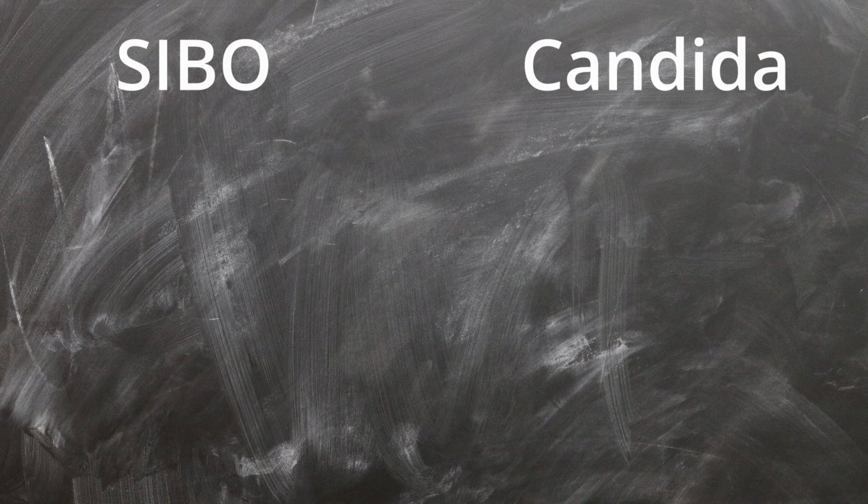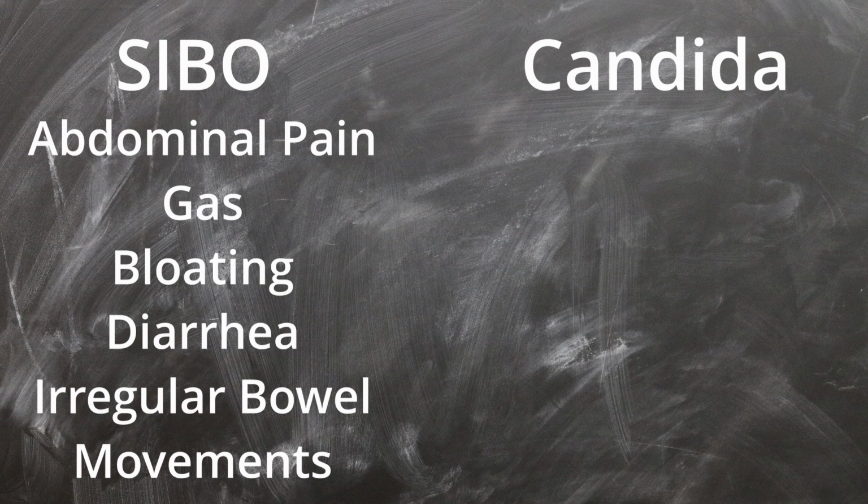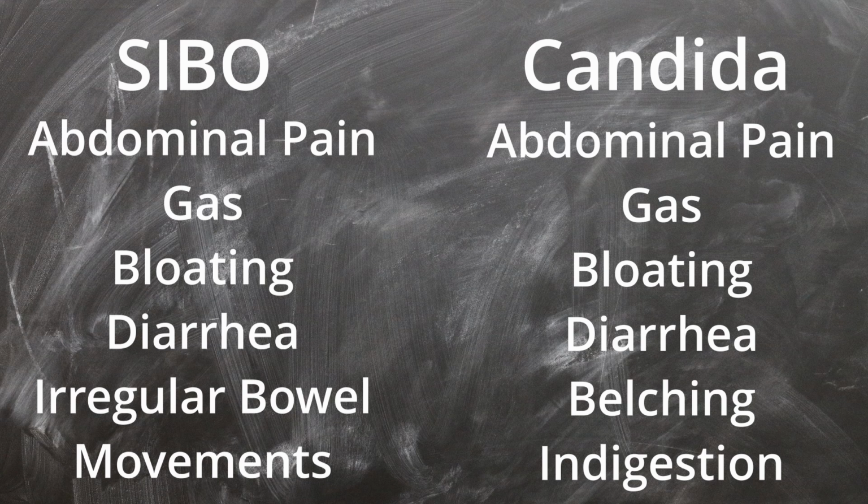Let me start us off today by illustrating how symptoms can get us in the ballpark of where to look, but not give us a clear vision of the problem we're dealing with. Let me start off with SIBO symptoms: abdominal pain, gas, bloating, diarrhea, irregular bowel movements. What about Candida symptoms? Abdominal pain, gas, bloating, diarrhea, maybe chest pains, belching, indigestion.